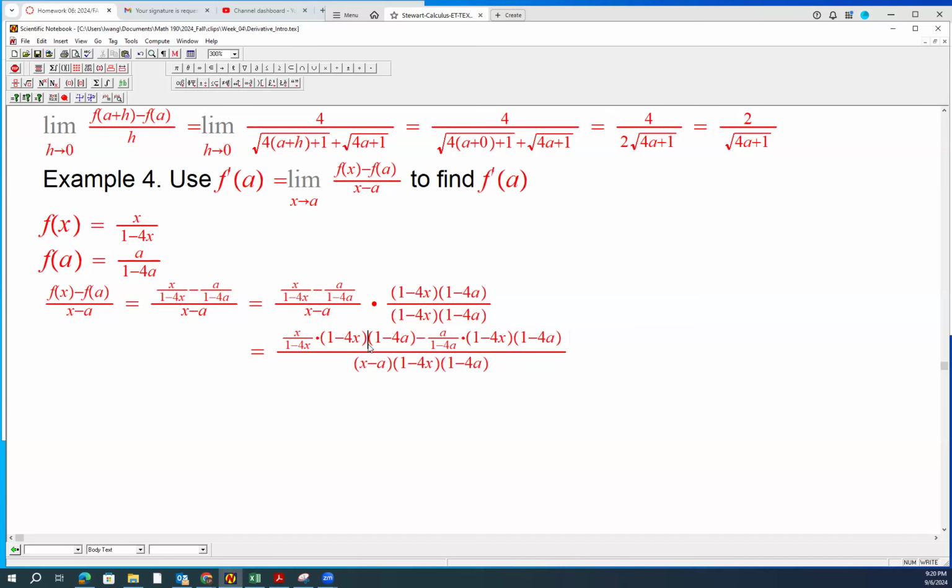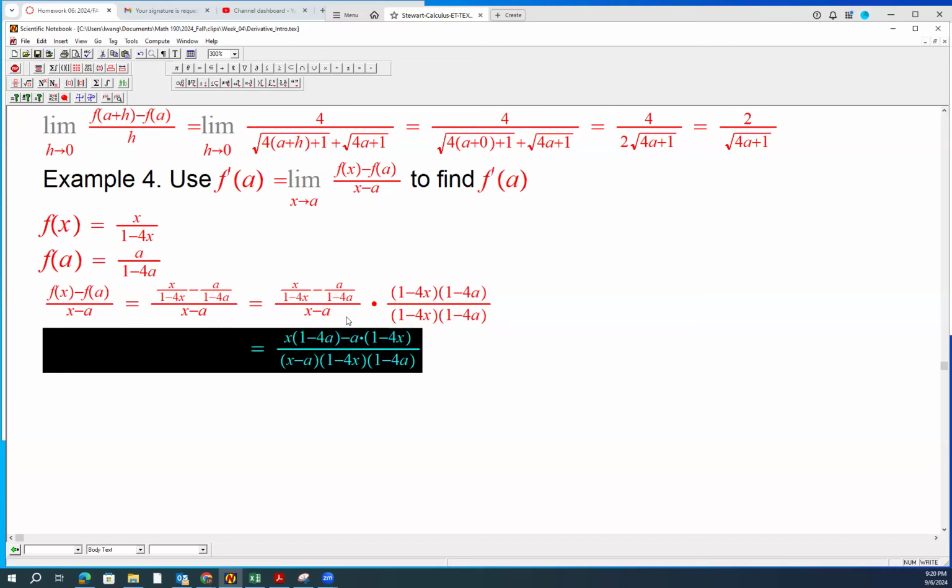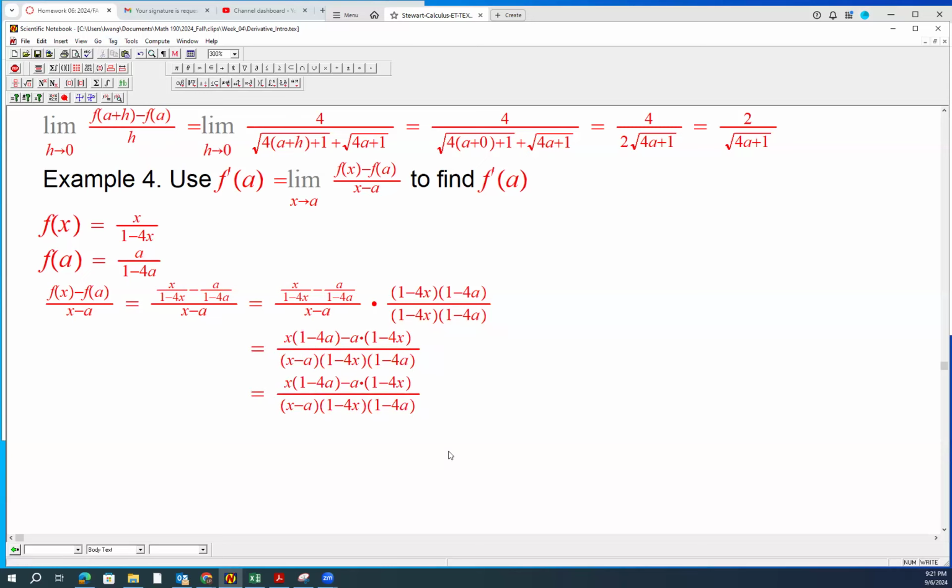I'm going to do reduction here. 1 minus 4x, take away 1 minus 4x here. So it just will be x. 1 minus 4a takes away 1 minus 4a, and this is just a. Oops. Okay, 1 can be omitted. All right, be patient with yourself. Don't try to multiply the denominator, just leave it in factor form.